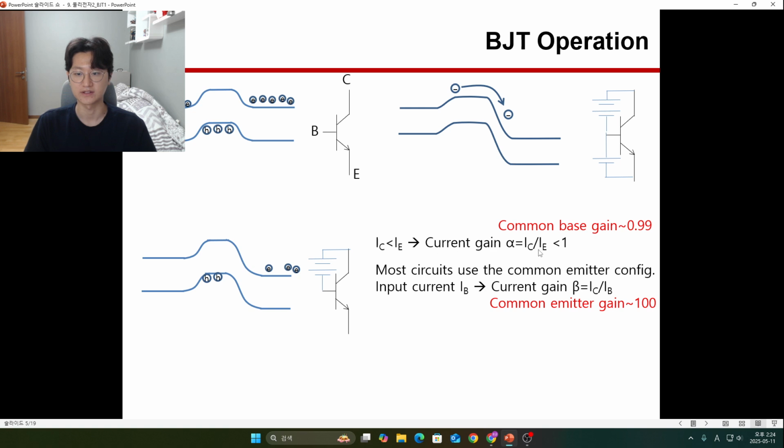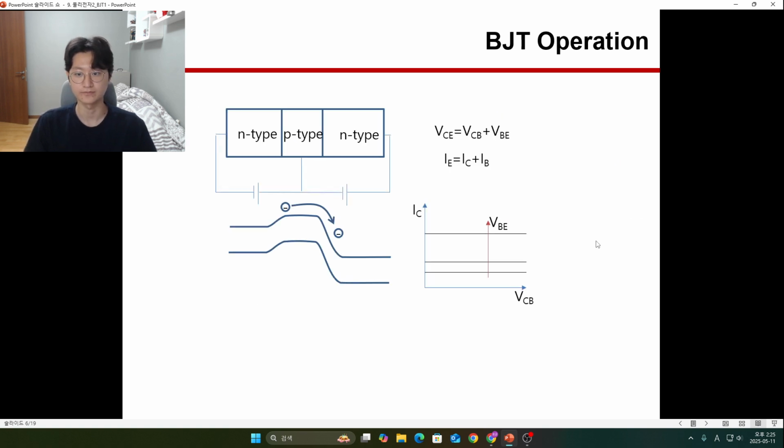And we define the current gain alpha as the collector current over the emitter current. Thinking about the emitter current equal to the collector current plus the base current, we can see that this alpha is smaller than 1.